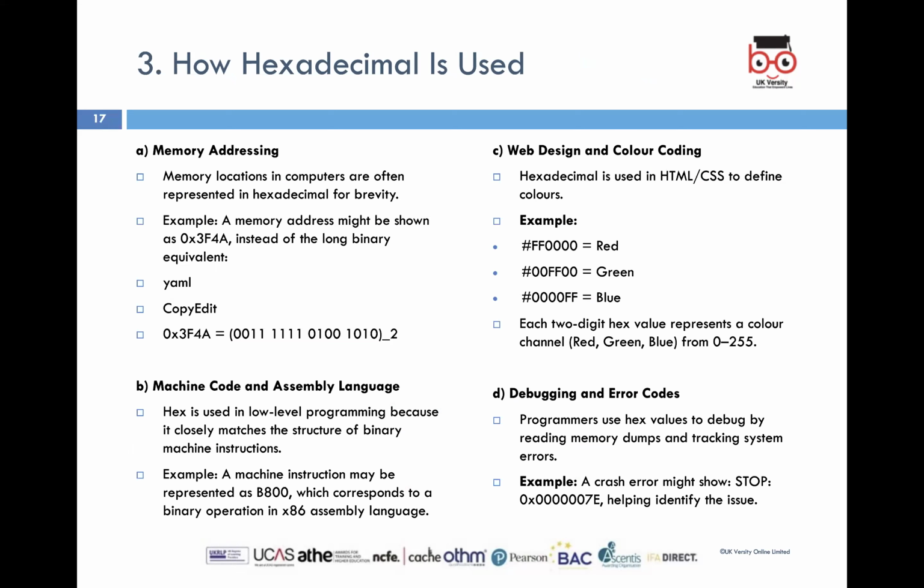How hexadecimal is used. Memory addressing: memory locations in computers are often represented in hexadecimal for brevity. For example, a memory address might be shown as 0x3f4a instead of the long binary equivalent. 0x3f4a equals 0011 1111 0100 1010 to the power of 2.